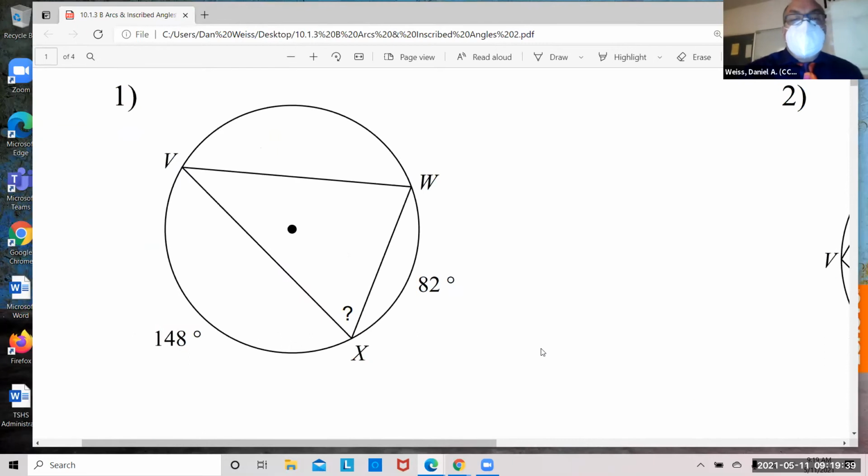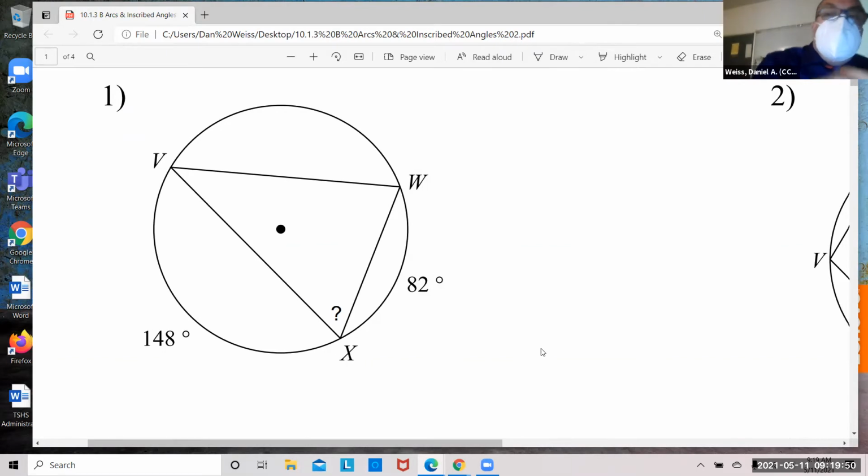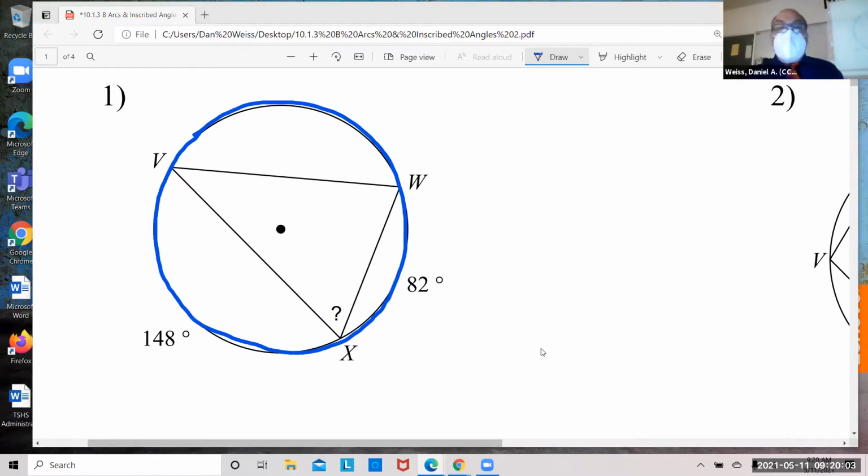What about this? Who knows the measure of an entire circle? How many degrees is an entire circle? Can someone put it in the chat? Thank you, Nina. Good job. 360 degrees makes up an entire circle, right?